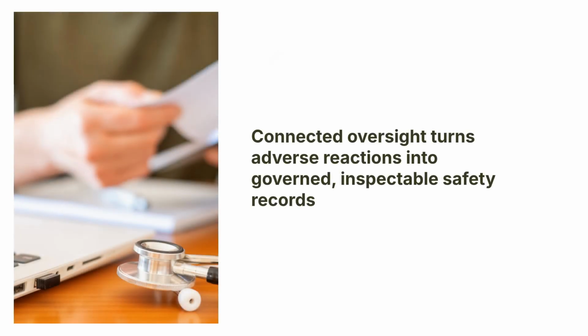A drug safety function works because each step connects to the next, from valid intake and timed reporting to coding, causality, narrative writing, and aggregate review. Its oversight layer, including compliance checks, literature screening, reconciliation, the QPPV, and the master file, keeps the system inspectable. That is how a suspected adverse reaction becomes a governed regulatory safety record.